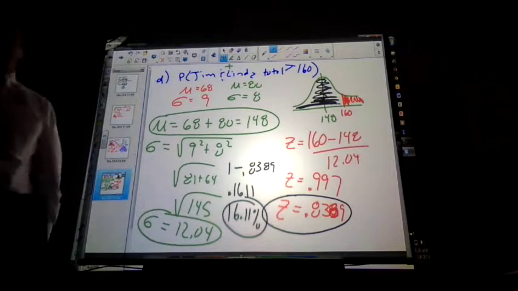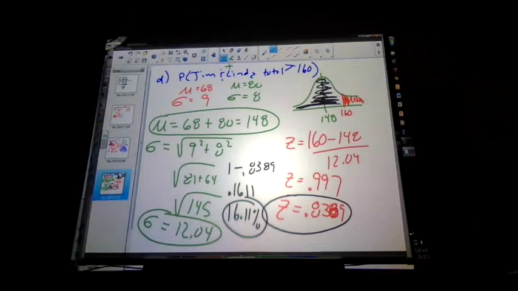So what's the chance that if Jim and Linda go out golfing, their combined score is above 160? It's going to happen 16.11% of the time. It's more likely to be a score less than 160, which would be the area to the left, but being that we wanted the area greater, I had to go to the right. Okay, and that's a perfect example of how you do this combining of normal scores.